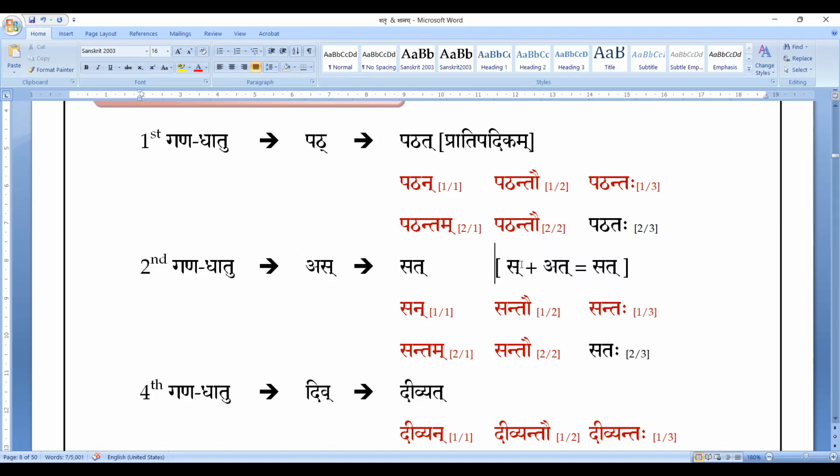Now, when you decline sat, that is a pratipadika. Sat plus su, numagama will come. Num will come here, sant. And su will become lopah. Then sant is a padam, sanyogantasya lopah, so we get san. Prathama vibhakti ekavachanam is san. So san, santau, santah, santam, santau, satah.